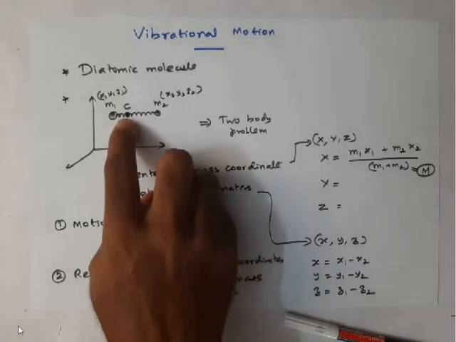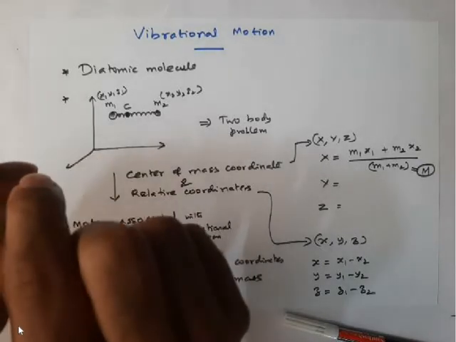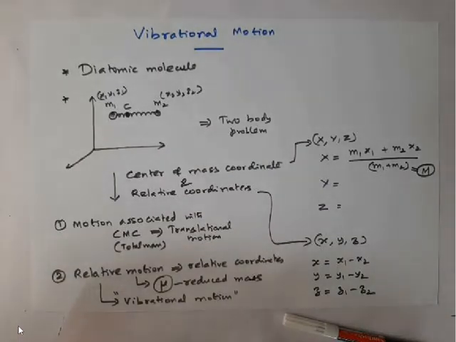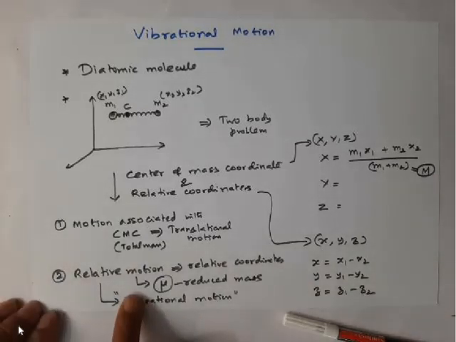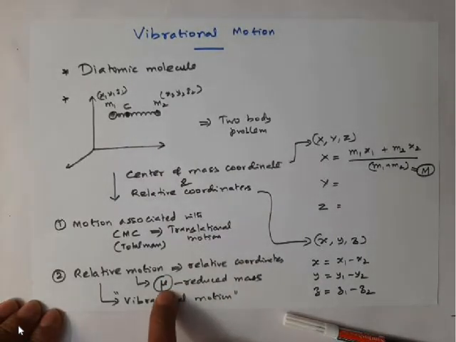What I am trying to say is, keep the center of mass as such. We should not allow the center of mass to move. Keeping the center of mass point at a fixed position, just allow the two atoms to move relative to each other. That is called vibrational motion. So we are going to focus only on vibrational motion here, and in this case we have converted this diatomic molecule into a single mass having the mass value mu, called reduced mass. See what I am trying to say.